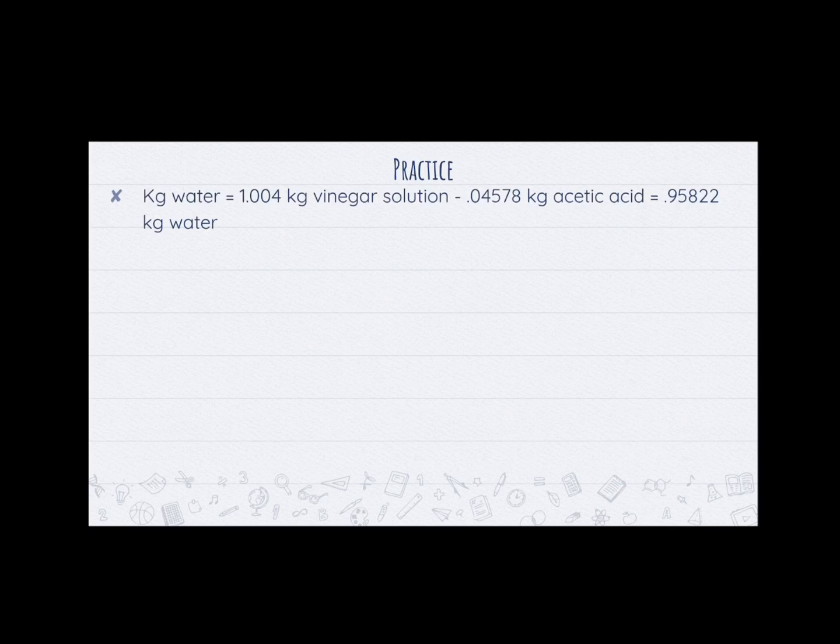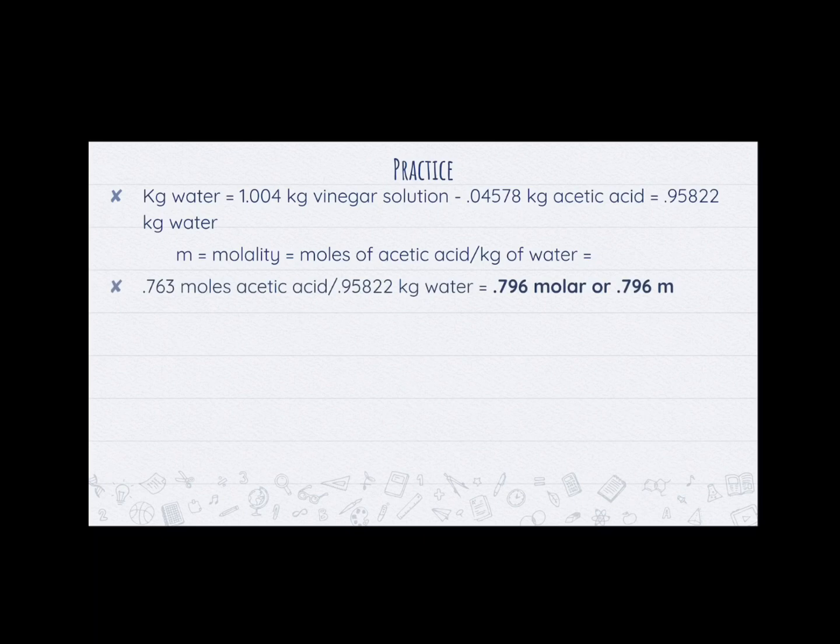Okay, so kilograms of water is going to be 1.004 kilograms of vinegar minus 0.04578 kilograms of acetic acid, and that gives me 0.9582 kilograms of water. So now I have my equation, molarity equals moles of acetic acid over kilograms of water. So I can go back, plug in my numbers to get my final answer. I have 0.763 moles of acetic acid divided by my kilograms of water gives me 0.796 molar.